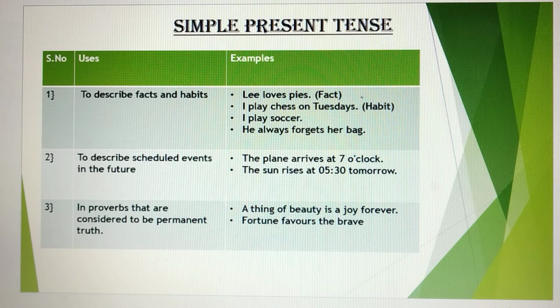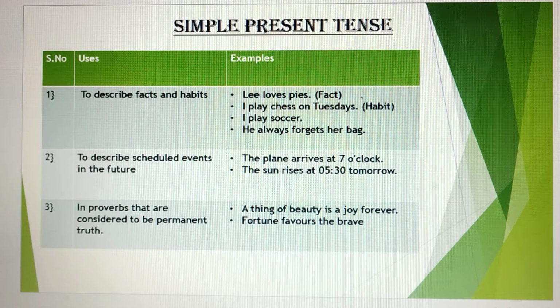Simple present tense also describes scheduled events in the future. The plane arrives at 7 o'clock. Second example, the sun rises at 5:30 tomorrow. We also use it in proverbs that are considered to be permanent truth. For an example, a thing of beauty is a joy forever. Fortune favors the brave.